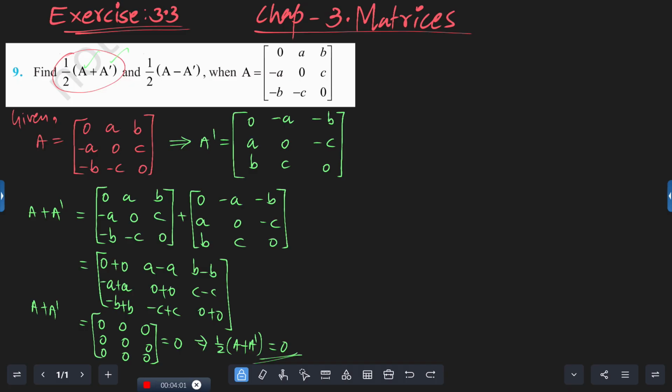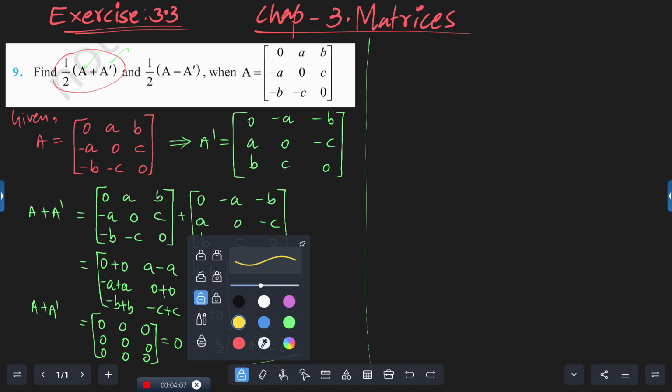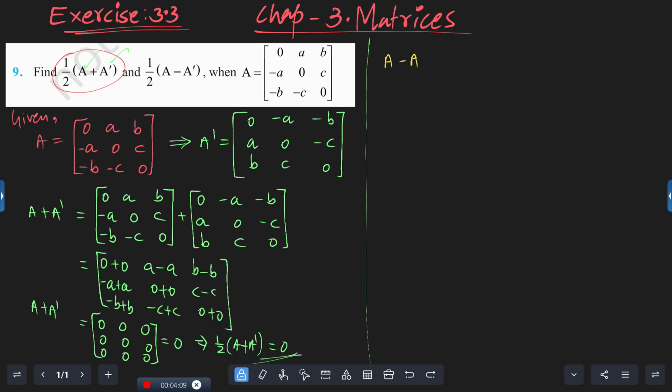Like that, one more they asked to subtract actually. They asked to subtract, so A minus A dash. So A value we have 0 a b, minus a 0 c, minus b minus c 0, and they asked to subtract A dash.